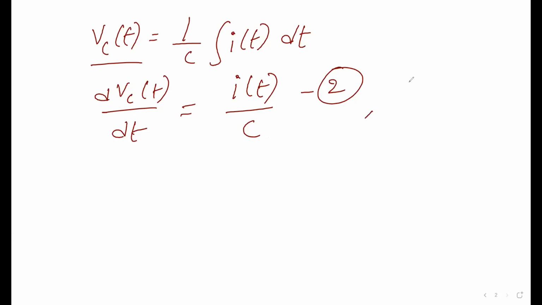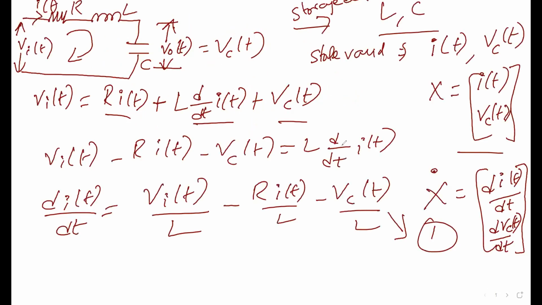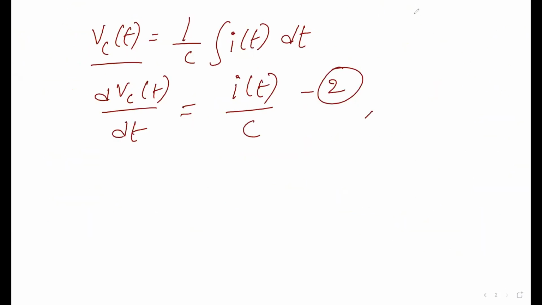What is the input for this circuit? The input is Vi of t. What is the output of this circuit? The output is not V naught of t, but Vc of t. Input is Vi of t. Output is Vc of t. Right. So what is the standard form?